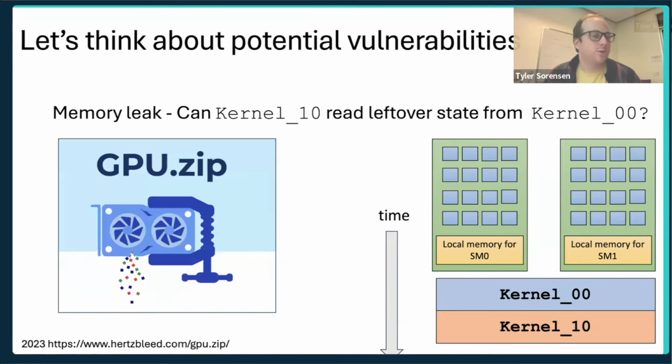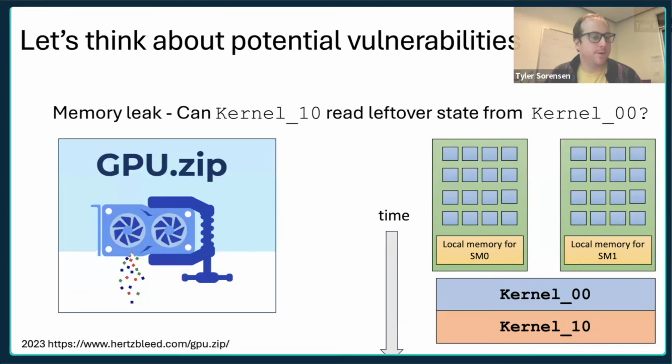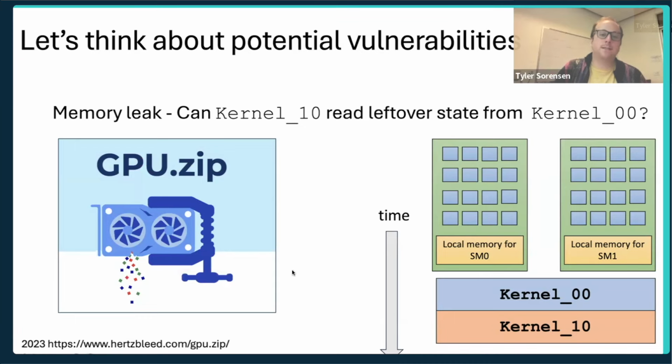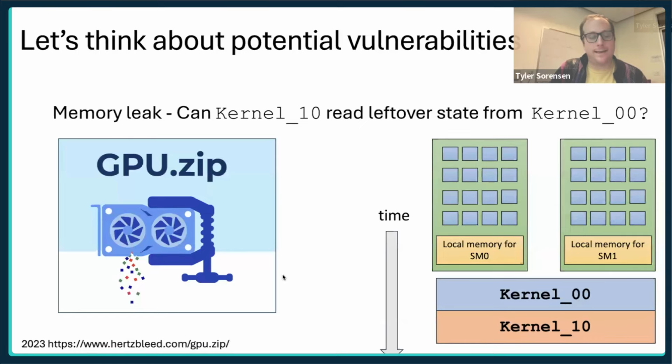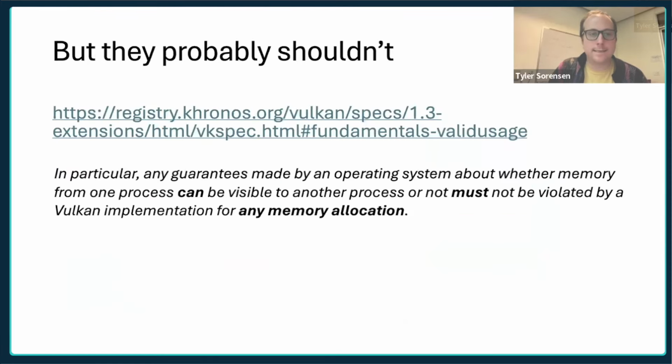There's also a more recent vulnerability that's pretty interesting called GPU zip. Again, it's a little bit more of a side channel type approach, but it's essentially a way for one kernel to get information from another. This one leaks pixel data. It's pretty interesting to look at. I highly suggest checking that out if you're interested in this.